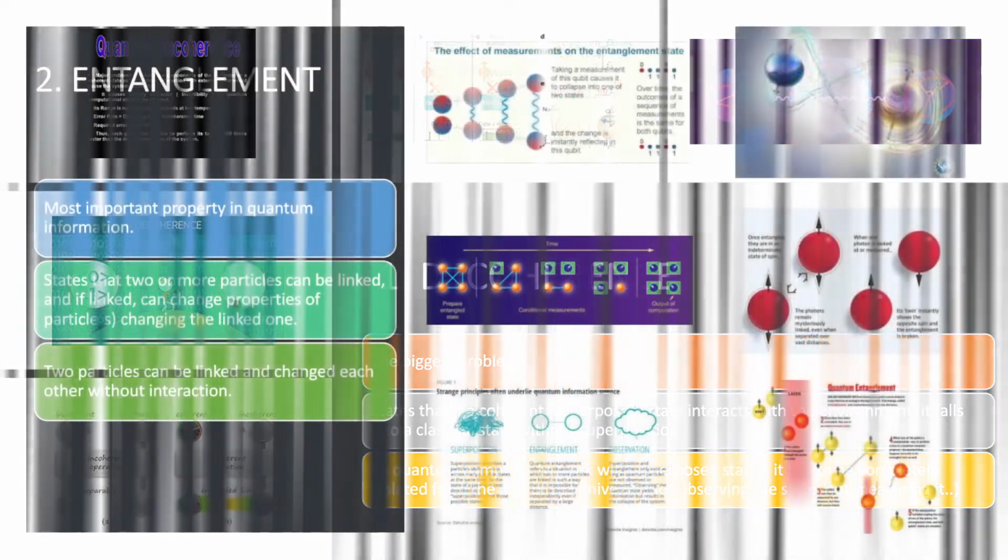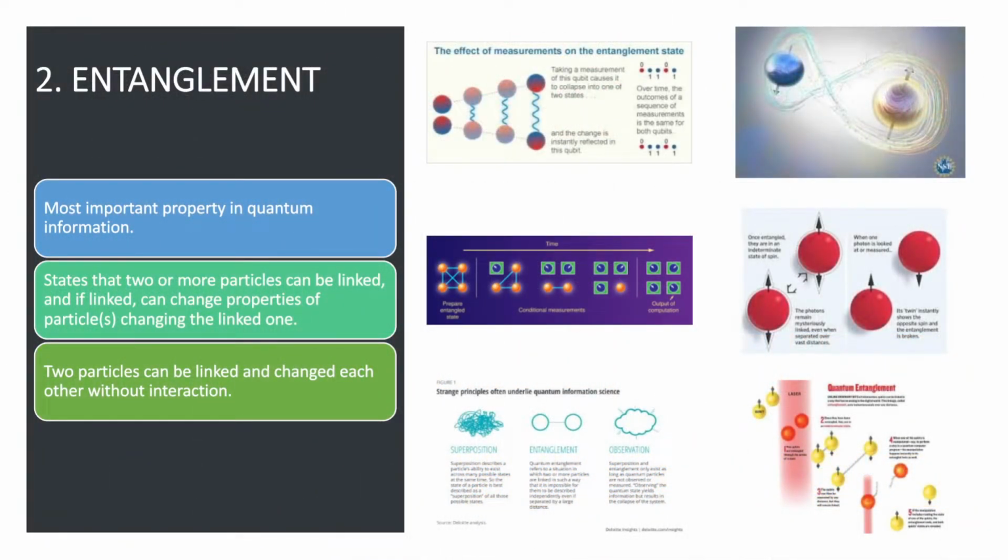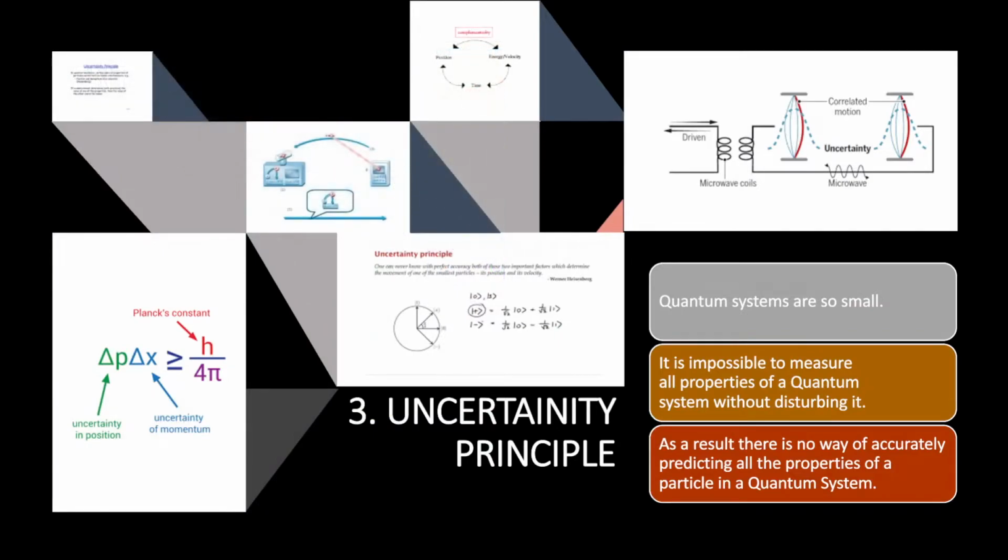The second one is entanglement, the most important property in quantum computers. It states that two or more particles can be linked, and if linked, changing a property of one particle changes the linked one. Two particles can be linked and change each other without interaction. The third one is the uncertainty principle, which states that the uncertainty in position times the uncertainty in momentum is greater than or equal to Planck's constant divided by 4 pi. Quantum systems are so small it is impossible to measure all the properties of a quantum system without disturbing it. As a result, there is no way of accurately predicting all the properties of a particle in a quantum system.